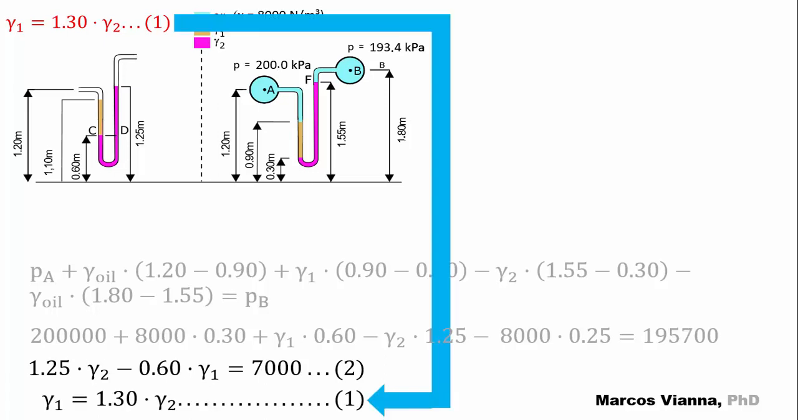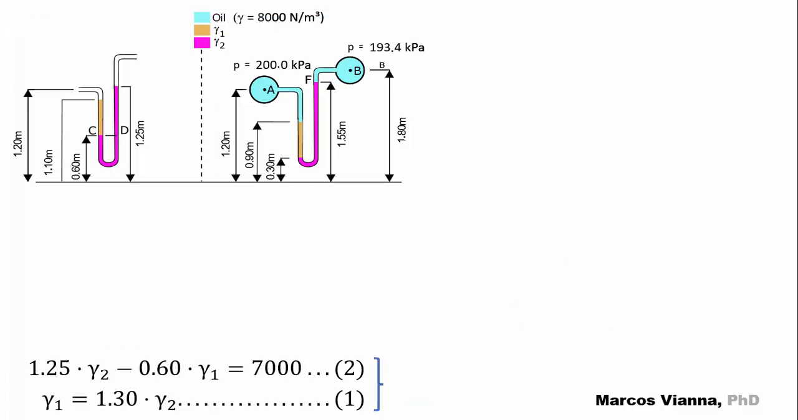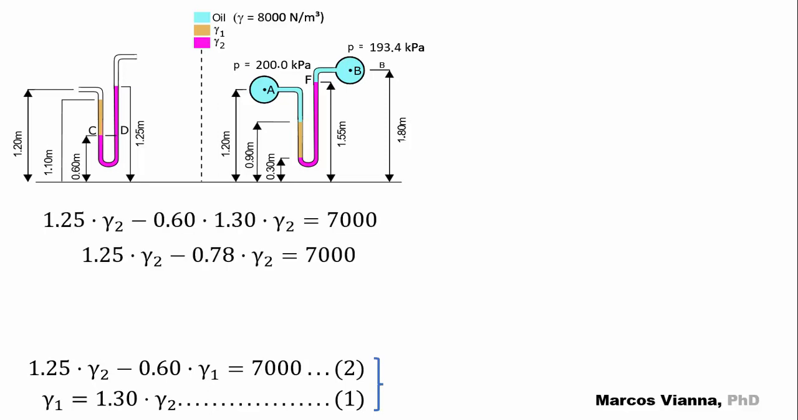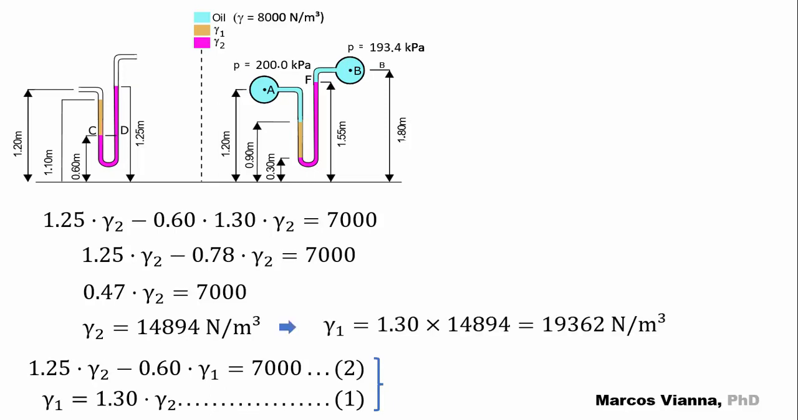Let's bring the expression 1, and here's the system to be solved. We substitute the value of gamma 1 and find successively gamma 2 equals 14,894 newtons per cubic meter and gamma 1 equals 19,362 newtons per cubic meter.